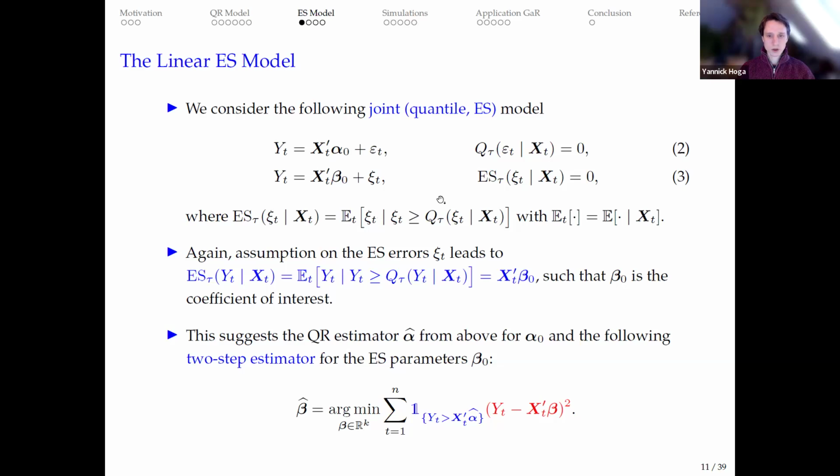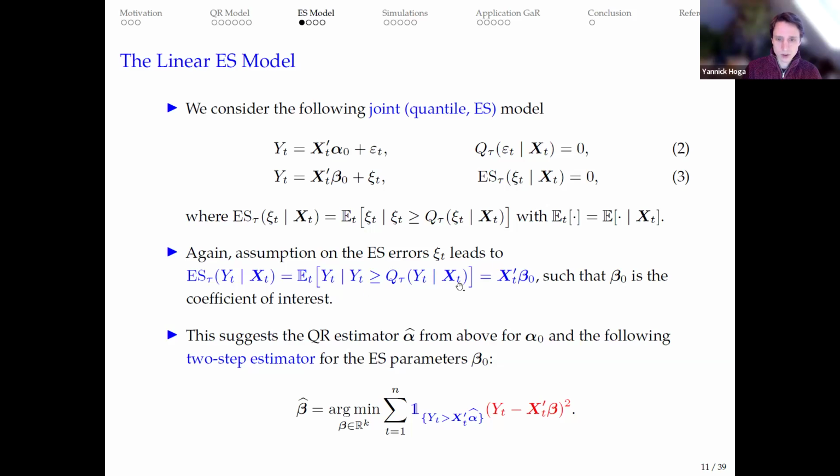Okay, and now the expected shortfall, we've seen the definition before, is just a tail mean. Again, this assumption here that we place on the errors gives us that the expected shortfall of the conditional distribution of yt given covariates is xt prime beta naught, such that again beta naught becomes the coefficient of interest in an expected shortfall regression, because it measures how the covariates affect the expected shortfall of the outcome. And the estimator that we use for the expected shortfall is a two-step estimator.